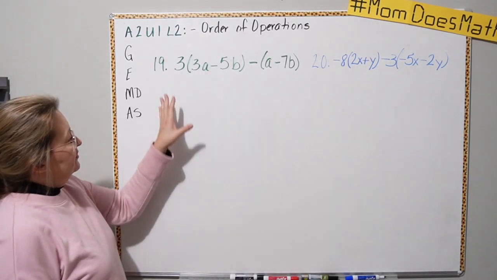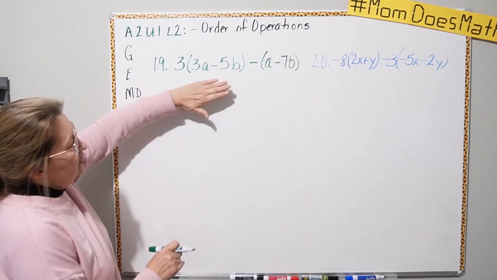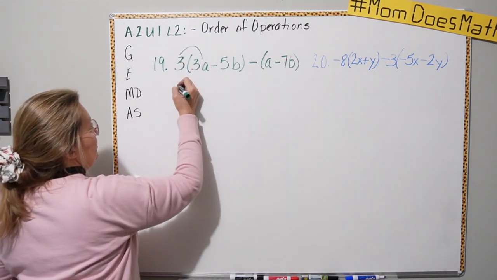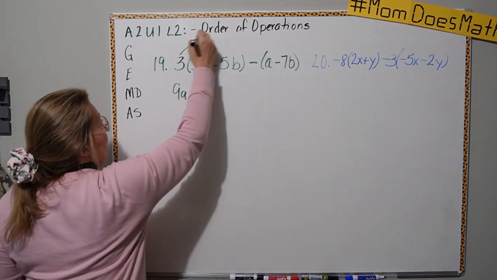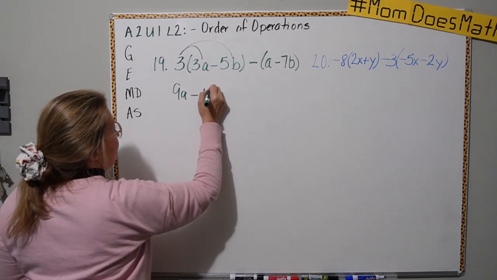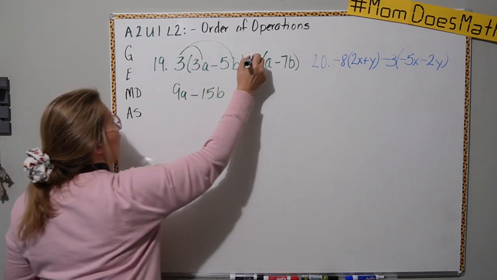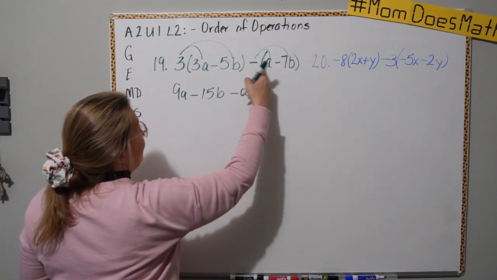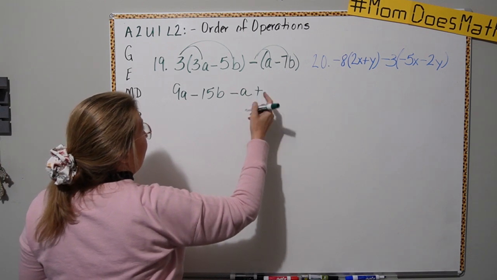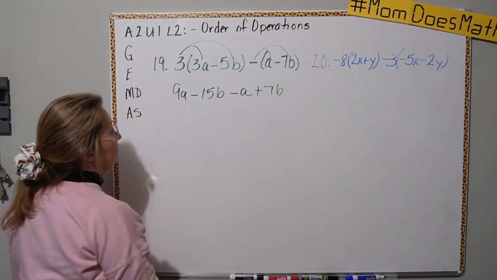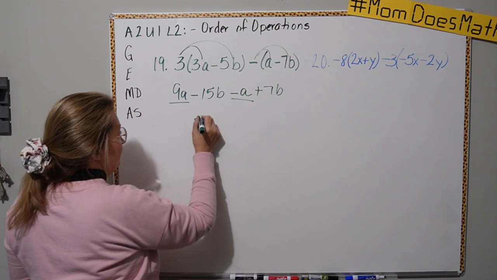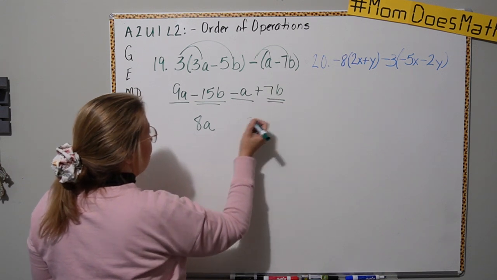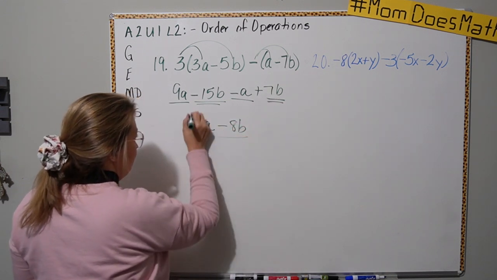Okay, here's your last two problems. So we're still just simplifying. We need to get rid of the parentheses first, so we're just going to distribute what is outside. 3 times 3a is 9a, and 3 times minus 5b is minus 15b. All right, down here there's not a number, but we're still going to distribute that minus sign, so we have minus a, and minus times minus changes to plus, so now you have plus 7b. All right, 9a minus a is 8a, and minus 15b plus 7b gives you minus 8b.